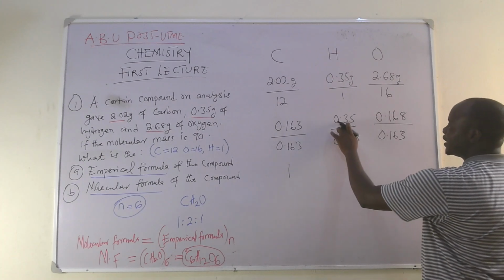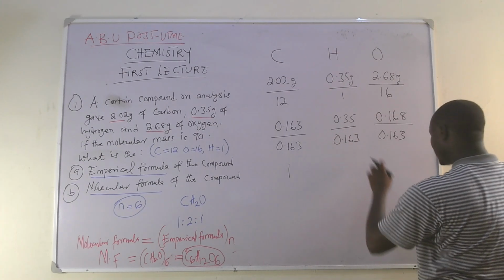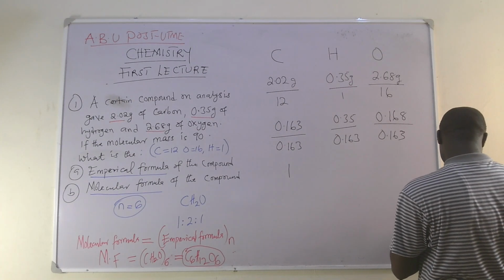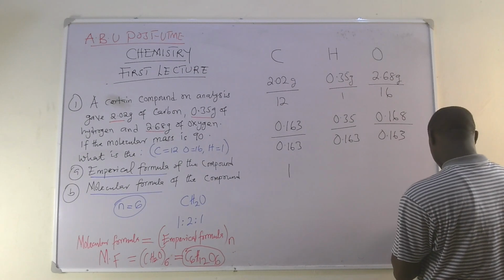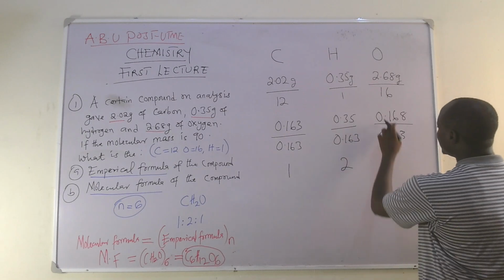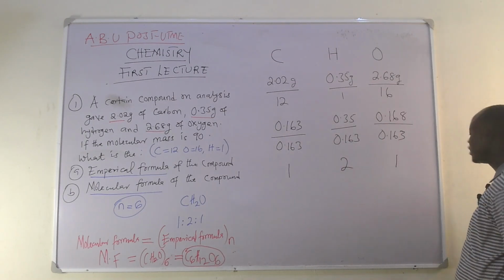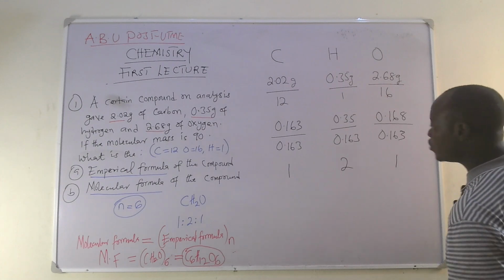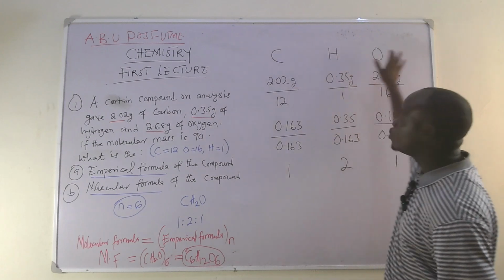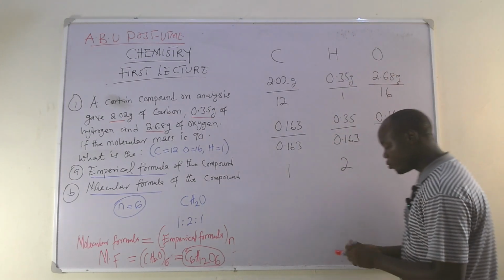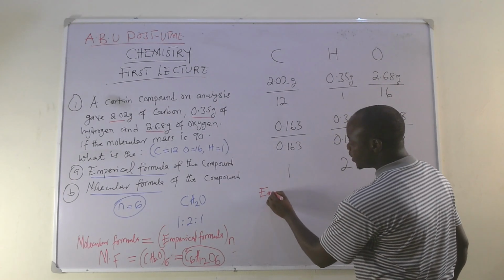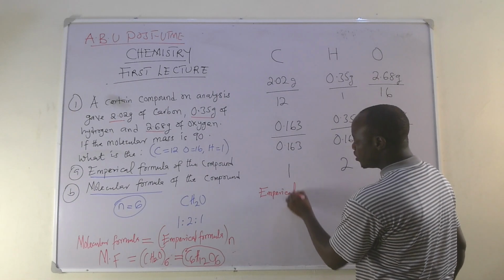So if we take this one and divide it by this, it is going to give us 1. And 0.35 divided by 0.163 is going to give us 2. And this one divided by this is going to give us 1. So I think, ladies and gentlemen, you can see that clearly we were able to get the ratio of each of these elements. So therefore, from here, we can simply get the empirical formula.